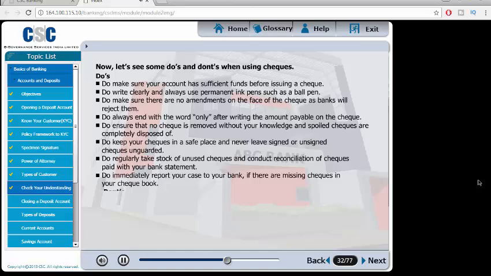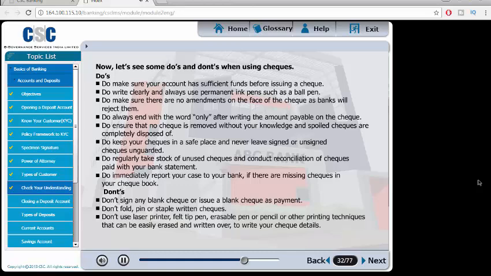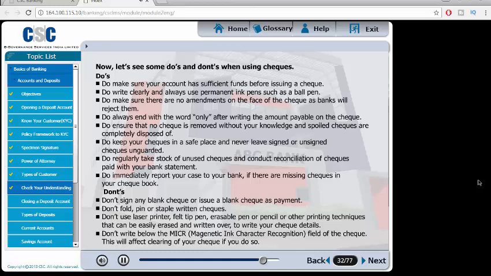Don't sign any blank check or issue a blank check as payment. Don't fold, pin or staple written checks. Don't use a laser printer, felt tip pen, erasable pen or pencil, or other printing techniques that can be easily erased and written over to write your check details. Don't write below the MICR, magnetic ink character recognition, field of the check. This will affect clearing of your check if you do so.